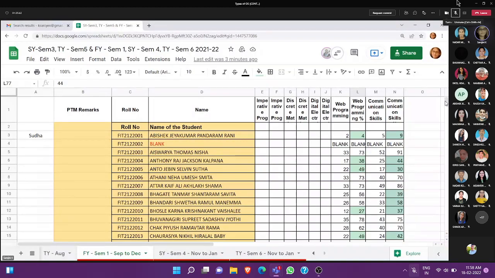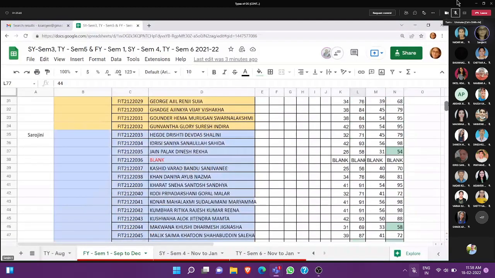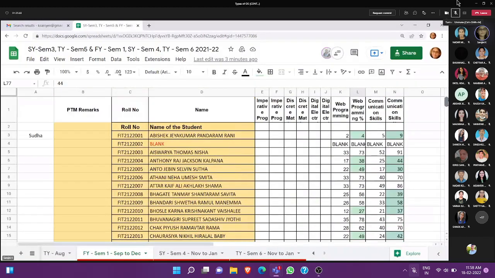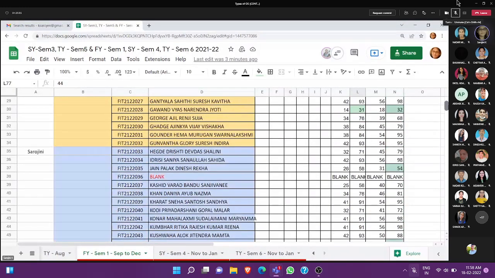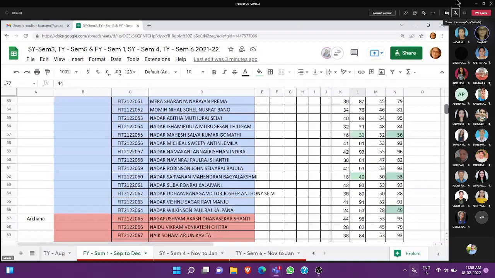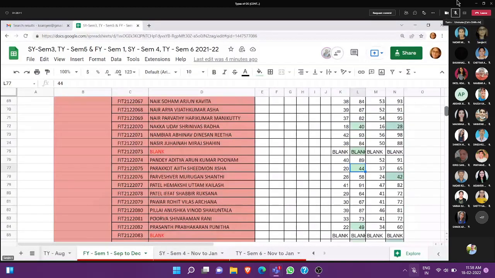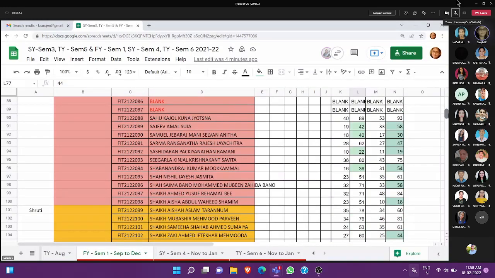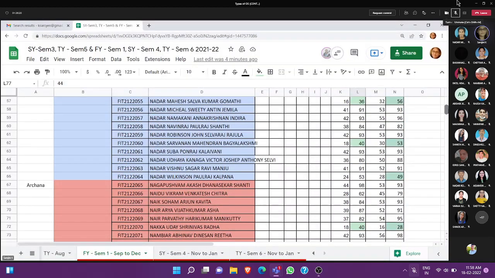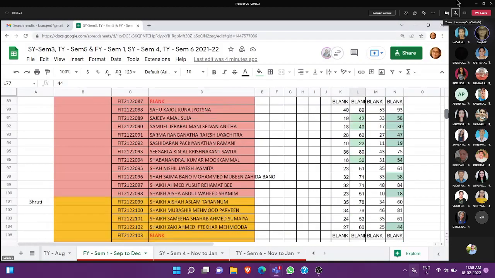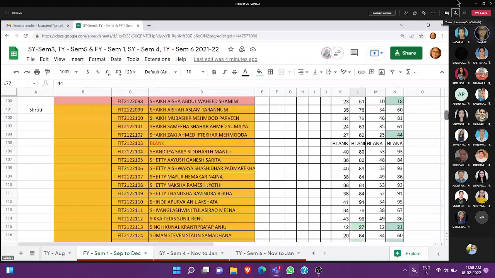Look at your roll number. Roll number 1 to roll number 32, Sudha ma'am will conduct the PTM. Roll number 33 to 64, I will conduct the PTM meeting. Roll number 65 to 98, Archana ma'am will be conducting the PTM. Roll number 99 to 130, Shruti ma'am will conduct.